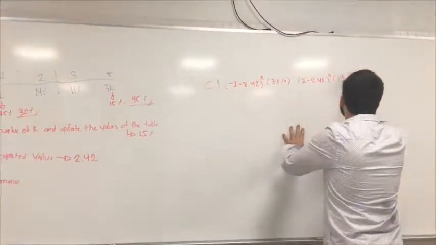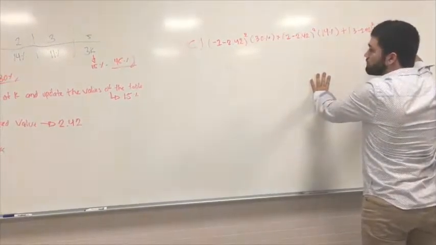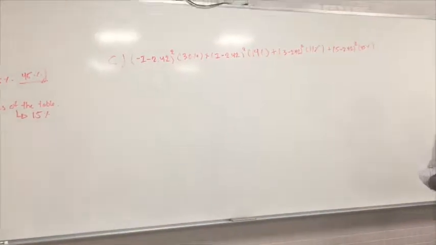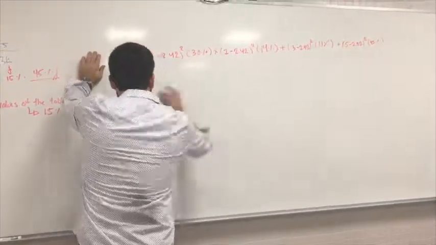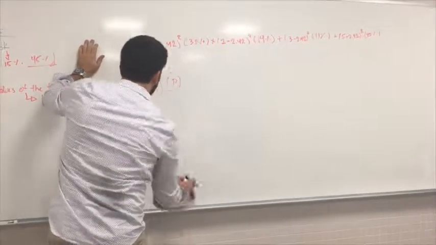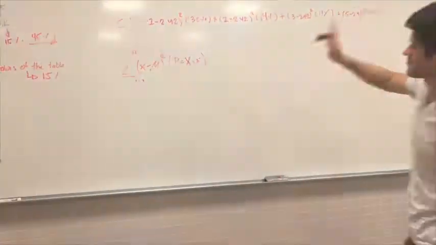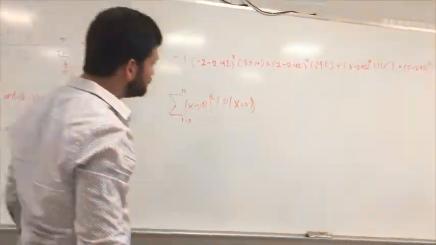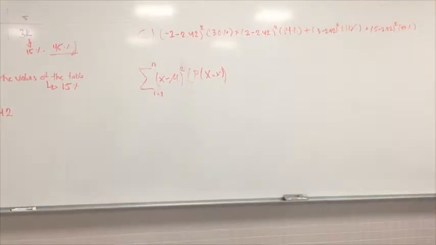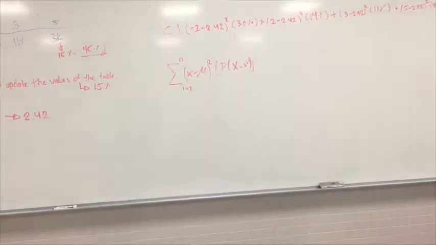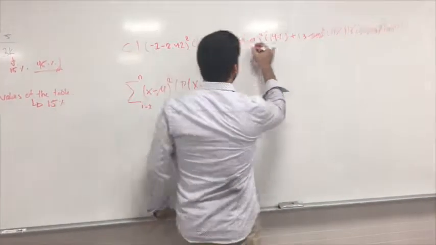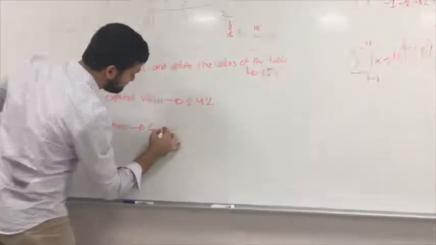The C is to find the variance. You have to multiply the x minus the expected value, squared. It is minus 1 minus 2.42 squared times 30% plus 1 minus 2.42 to the second power times 14% plus 3 minus 2.42 squared times 11% plus 5 minus 2.42 squared times 45%. The variance is 6.8236.